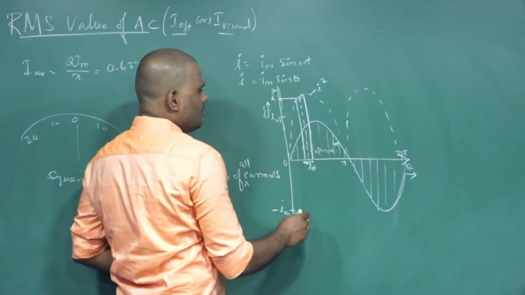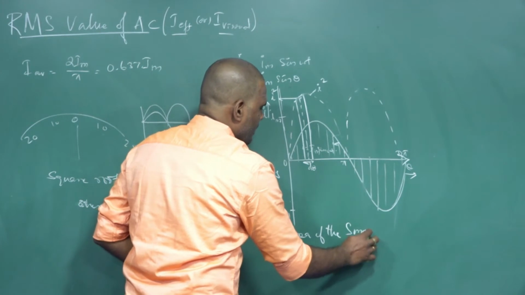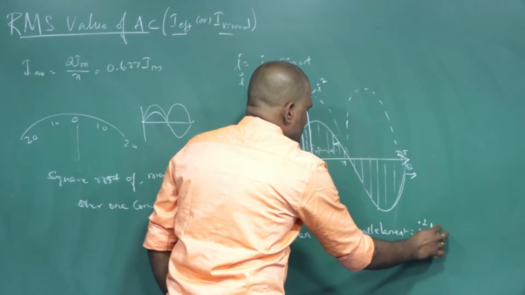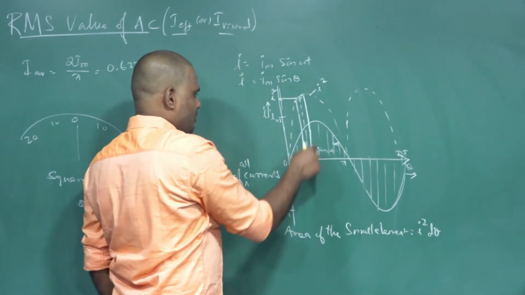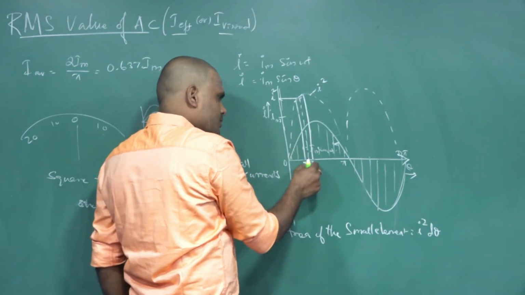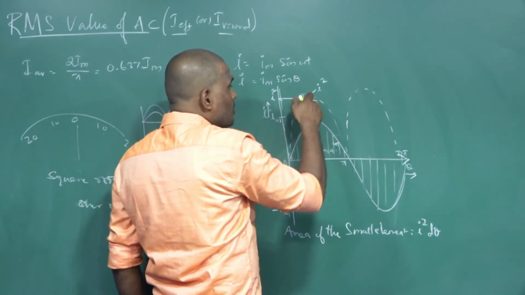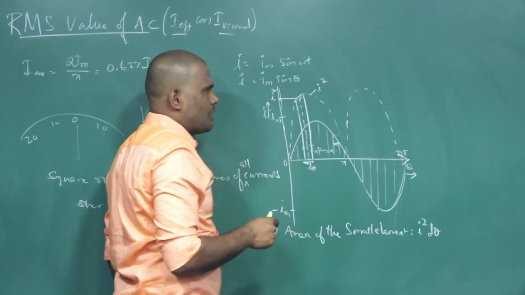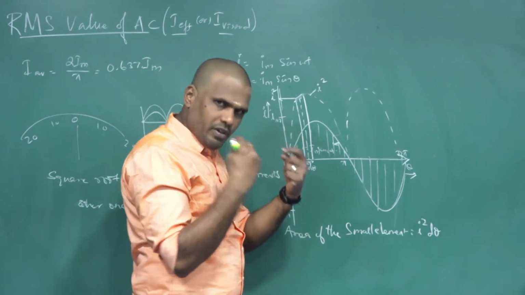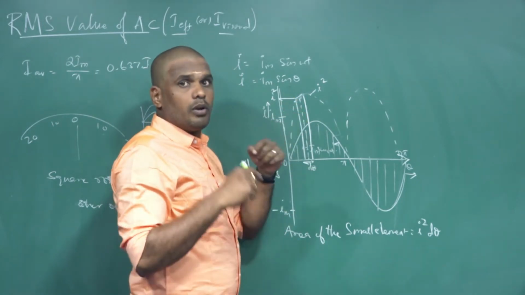So the area of the small element can be given by I square d theta. This is a rectangular element, so area is length into breadth. This portion is simply d theta. This is also considered to be d theta. This slanting or sloped portion is almost flat. That happens when you take infinitesimally small elements in mathematics. When you speak about infinitesimally small elements, this portion is considered flat. That is how we speak about the mid-ordinate.